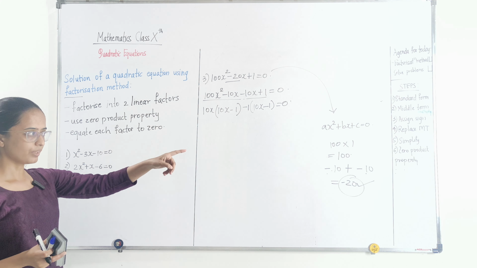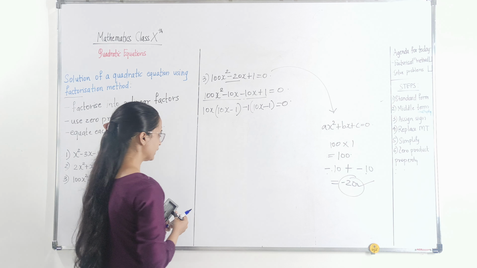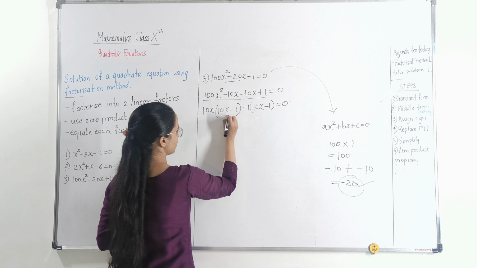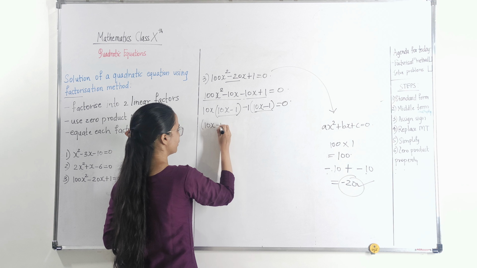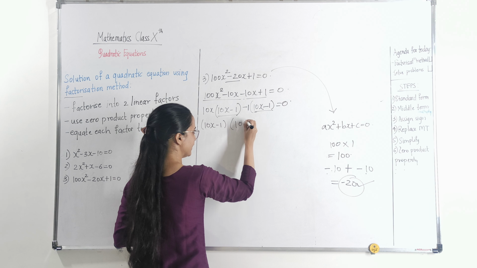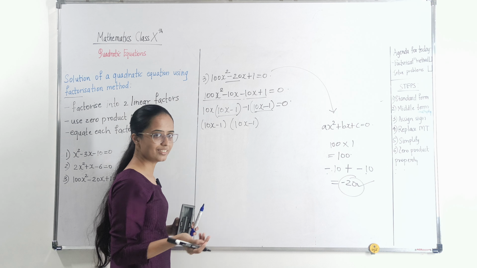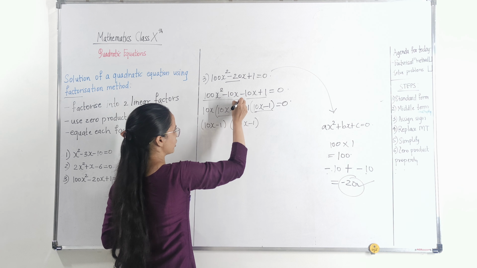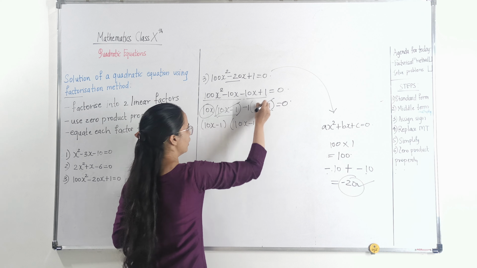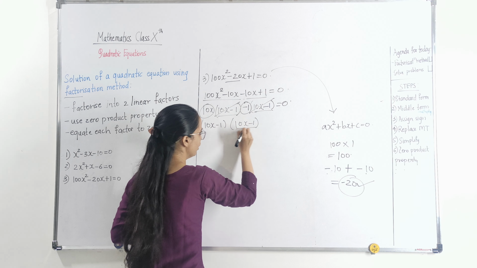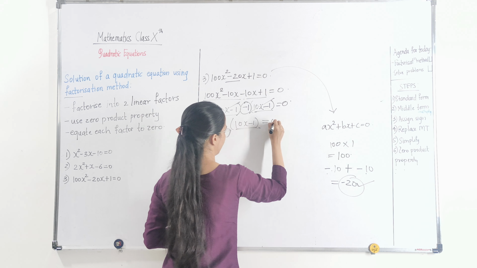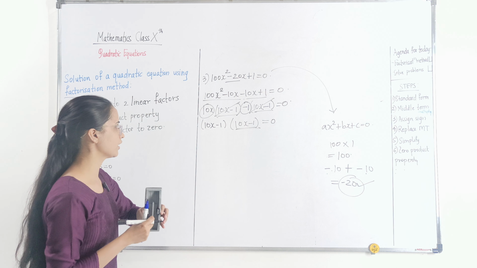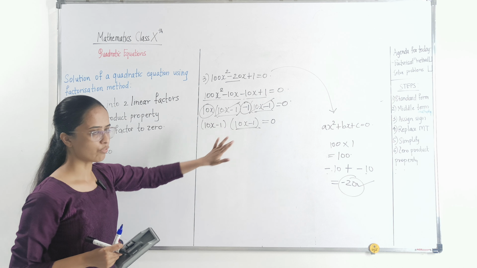After that, step number 6 is using the zero product property. But before that, of course, you're supposed to take 10x minus 1 common. So when you take 10x minus 1 common, यहाँ पे भी फिर से 10x minus 1 ही बचेगा. From where did it come? When you take 10x minus 1, यहाँ से 10x आ गया, यहाँ से minus 1 आ गया. That is how we get the second bracket, and this is how we have factorized the given equation into two linear factors.